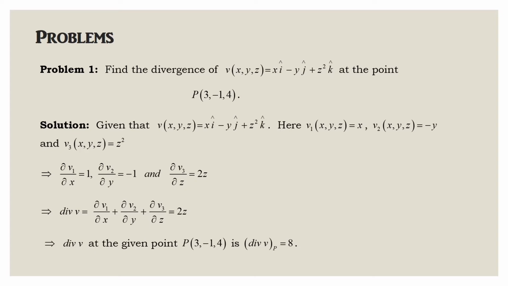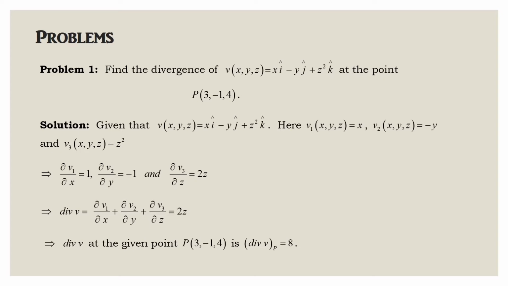The divergence of the given vector field v is given by div v, or del dot v, equals ∂v1/∂x plus ∂v2/∂y plus ∂v3/∂z, which equals 1 plus minus 1 plus 2z. It equals 2z. So the divergence of the given vector field v equals 2z.